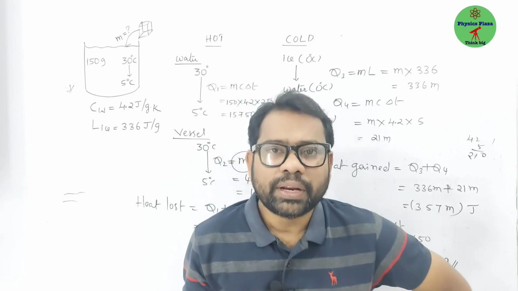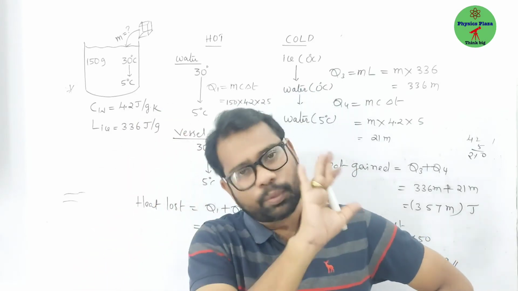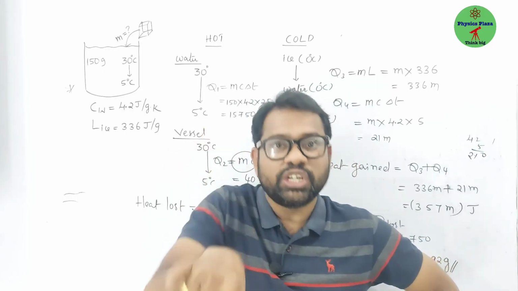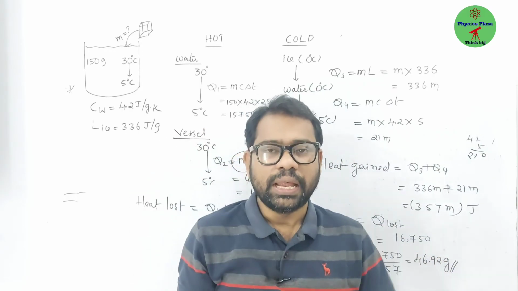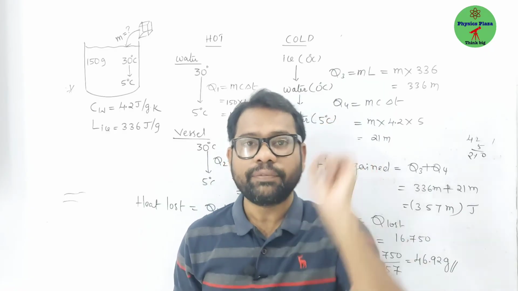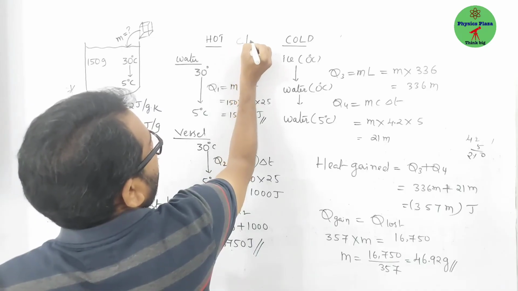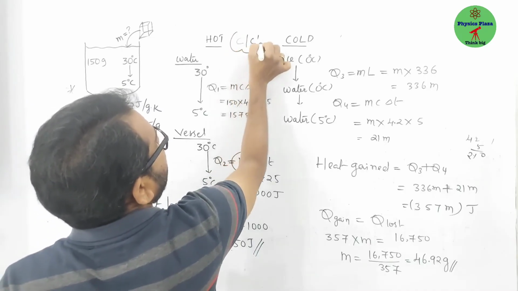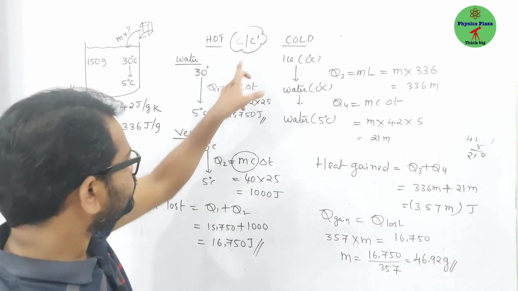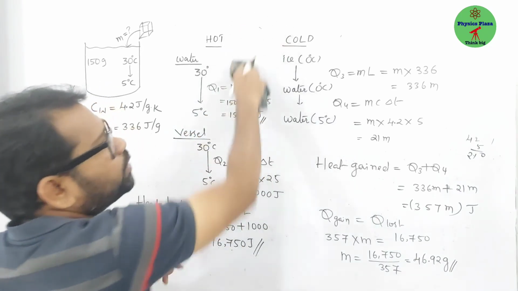Children, in some numericals, they will tell you to neglect the heat loss with the calorimeter or the vessel. No problem, no headache. But if they don't mention that you should neglect the heat loss or heat gain by the vessel, then you should be very careful. You should see whether either the specific heat capacity or the thermal capacity of the vessel is given. If it is given, yes, you should consider the heat loss or heat gain. If it is not given, no need to consider.